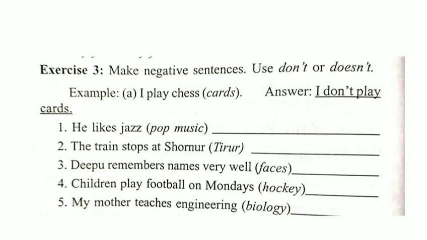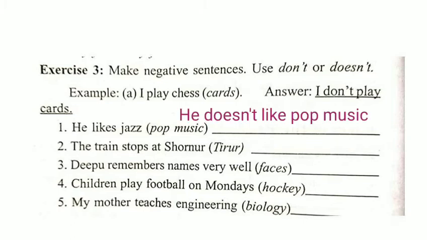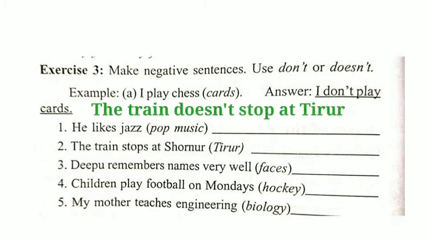He likes jazz. That is a positive sentence. We have to make a negative sentence using the word in the bracket. That means: he doesn't like pop music. The train stops at Shoranur. Here the verb is stops, so does plus stop becomes stops. So we have to split the auxiliary does from the verb stops. The train does not stop at Tirur.